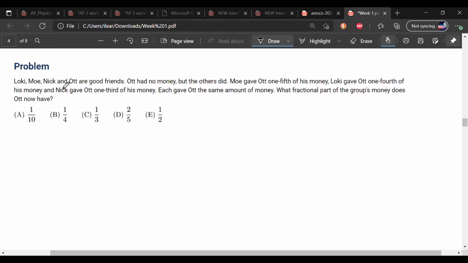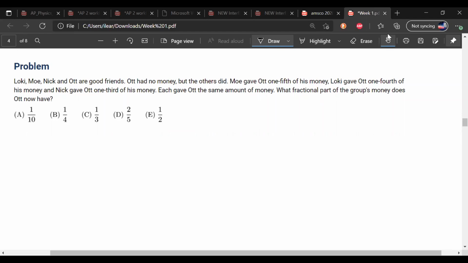So Loki, Mo, Nick, and Ott are good friends. Ott had no money, but the others did. Mo gave Ott 1/5 of his money, Loki gave Ott 1/4 of his money, and Nick gave Ott 1/3 of his money. Each gave Ott the same amount of money. What fractional part of the group's money does Ott have now?